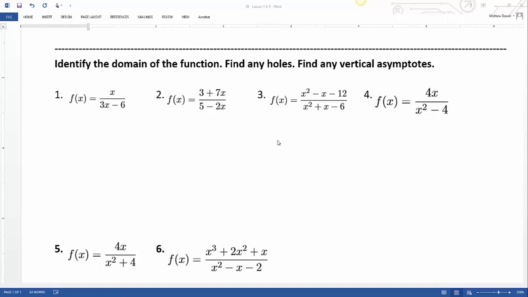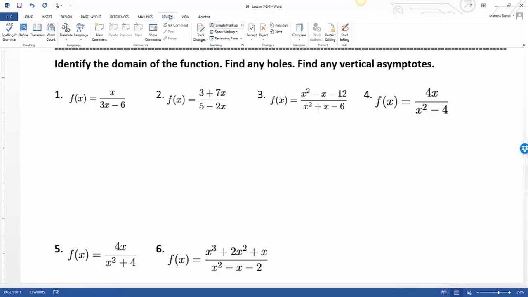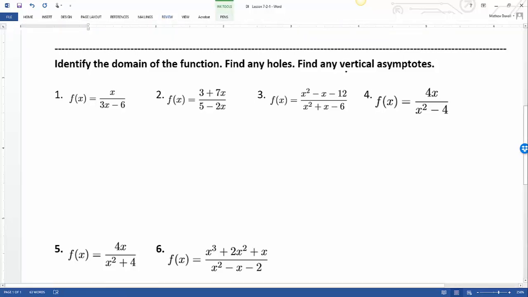All right, so identifying the domain of a function, find any holes, and find any vertical asymptotes. So for us to do that, we always take a look at the denominator here. So for the domain, we just set it equal to 0, or can't equal 0. So x can't equal 2. Okay, so that's technically my domain restriction. So my domain is all real numbers, x just can't equal 2.